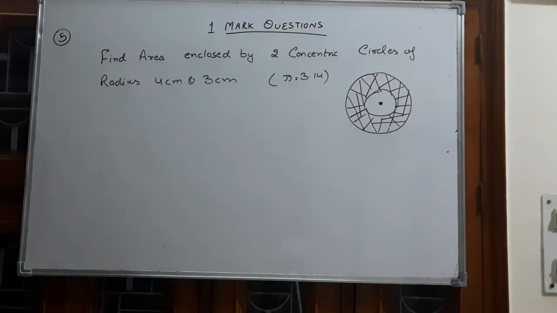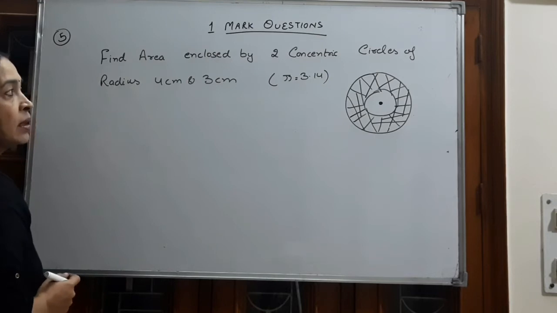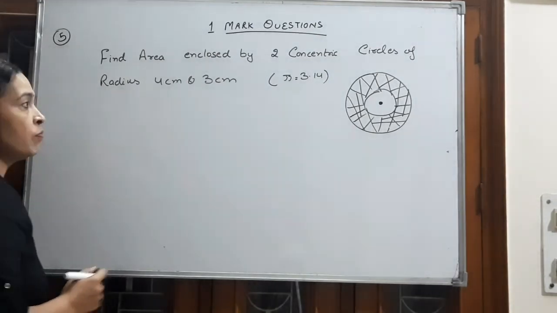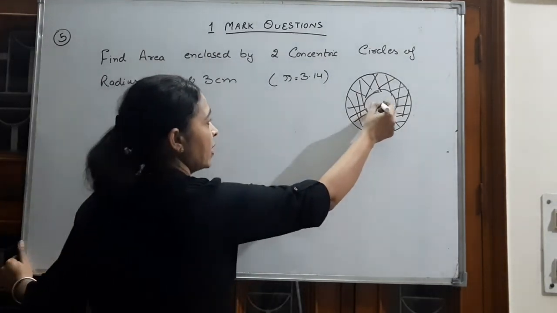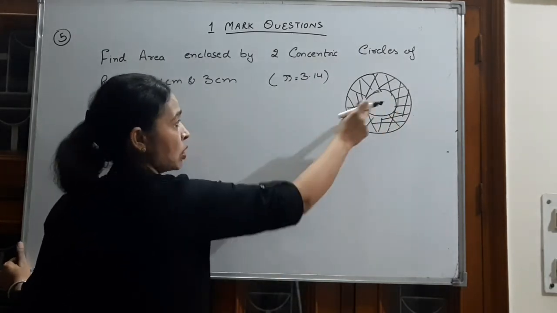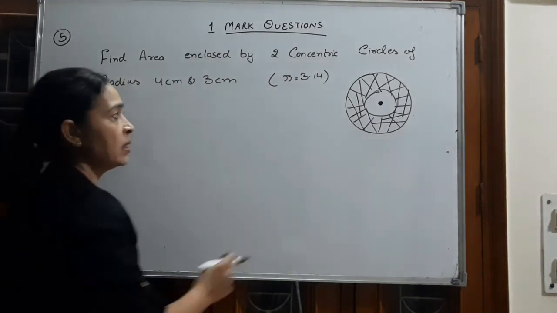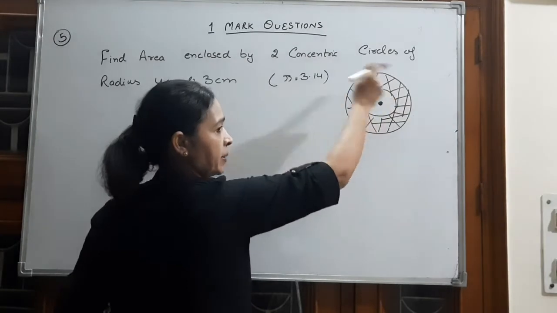Find the area enclosed by two concentric circles of radius 4 cm and 3 cm. And the value of pi is 3.14. Now, बच्चे, we have two circles with the same center. The radius of the first, smaller circle is 3 cm and the bigger circle is 4 cm. We have to find the shaded area.